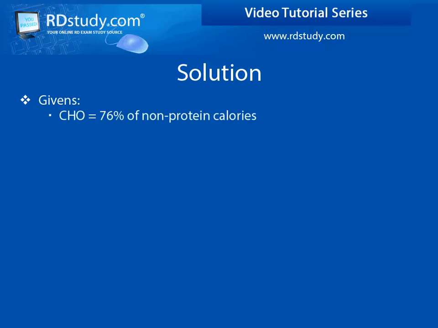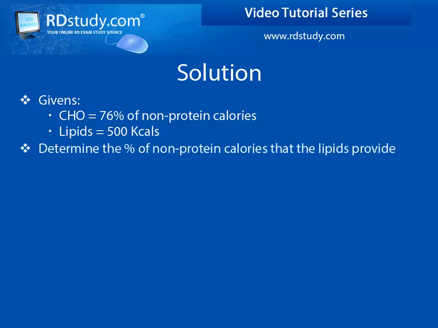First, break out the givens. Carbohydrate represents 76% of the non-protein kcals. Lipids make up 500 kcals. Since we know the number of calories from lipids, as it is a given at 500, we can find out the percentage of non-protein calories these represent.